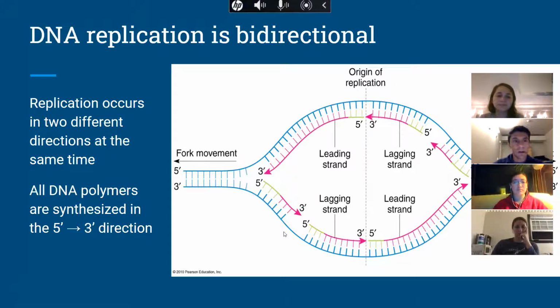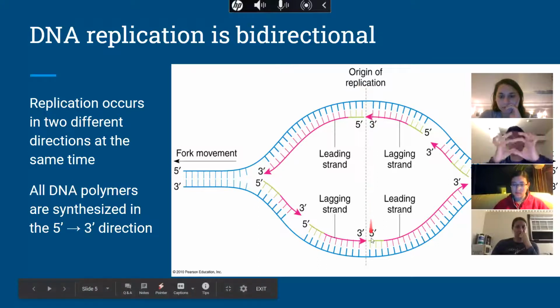Okay, so this image always used to really mess me up when I first saw it. Let me just read the slide real quick. Occurs in two different directions. Just to briefly summarize this slide, there's an origin of replication, which you can see by the dashed line. If you picture DNA bound together, it looks like a little railroad, right? And there's no replication fork yet.